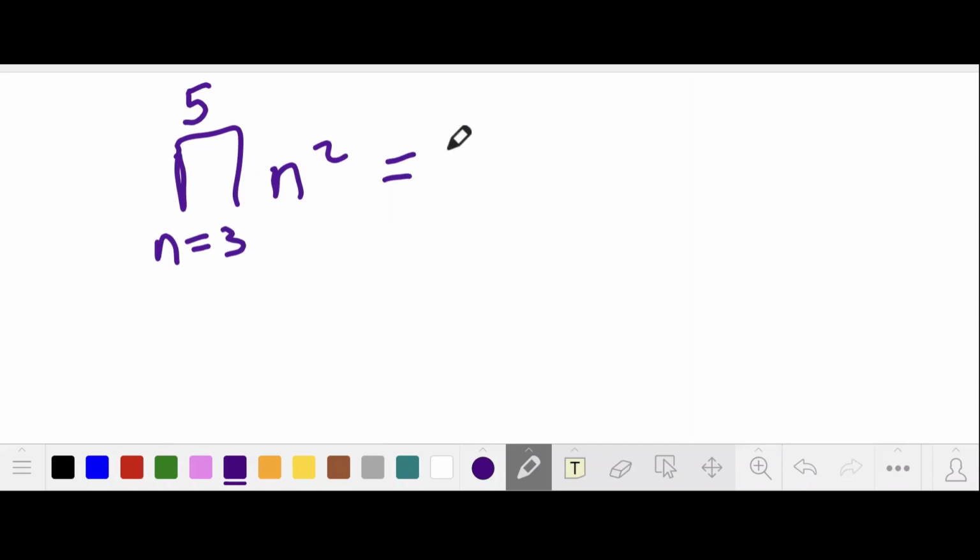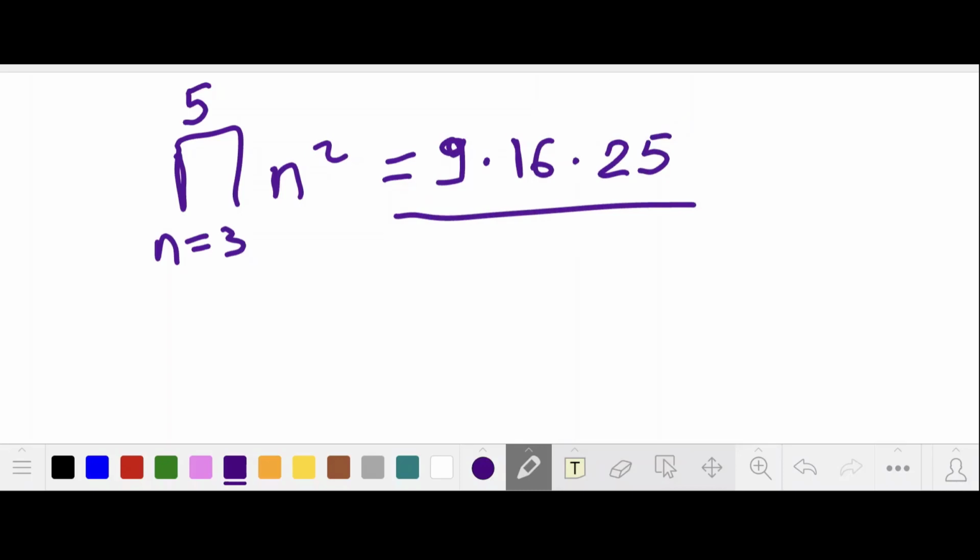Okay, so let's make another example. Let's say that we want to calculate the product of n squared. N starts at 3 and ends at 5. Now we can calculate this much quicker. We substitute n and we set it to be equal to 3, and we get 9 multiplied by 16 multiplied by 25.